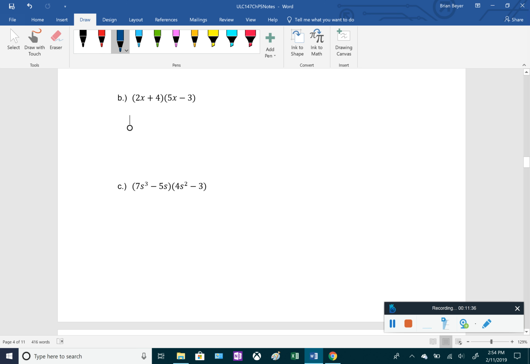Okay, next one we have 2x plus 4 times 5x minus 3. So multiplying first to first, then the outers, the inners, and then last to last. So first we have 2x times 5x, which is 10x squared. 2x times negative 3, we have negative 6x. And we have 4 times 5x, which is 20x. 4 times negative 3, minus 12. Combining like terms, we get 10x squared. Negative 6x plus 20x gives us 14x, and then minus 12.